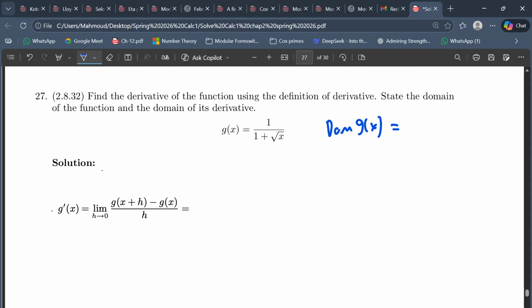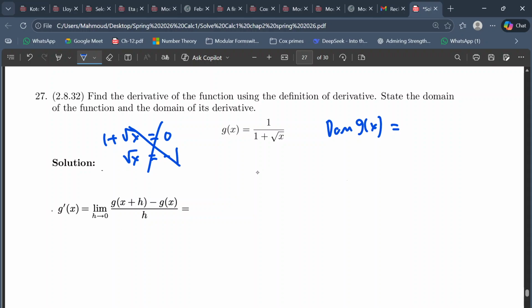But let's think about it. Here you have a fraction, right? You are not allowed to have 1 plus square root of x equals 0, right? This is not allowed. What's the solution for this? Square root of x equals minus 1, right? No solution. No problem with this, right? So forget about this one.